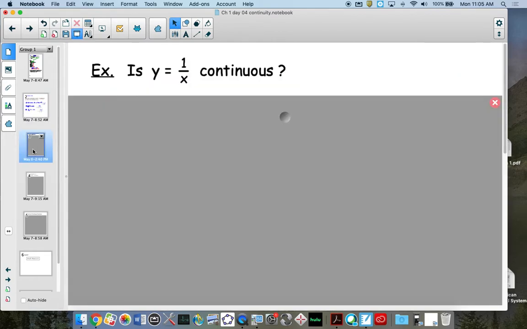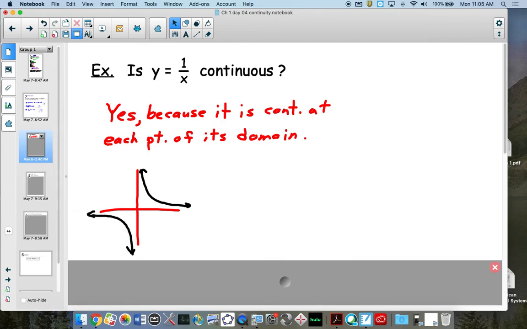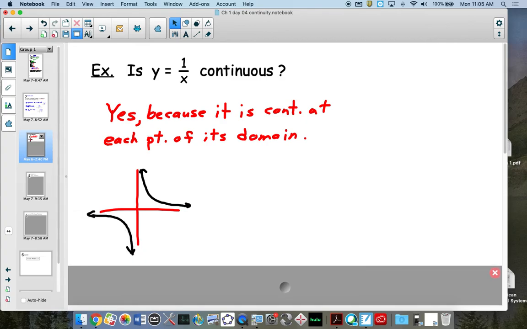All right, let's look at some examples. Is y equals 1 over x continuous? This is one that always throws students. Usually I get quite a few that say, no, it is not, because it's not continuous at 0. But if you go back to the first definition I gave you, if a function is continuous, it has to be continuous at every point in its domain. And x equals 0 is not in the domain of this function. So at every point in the domain, this function is continuous. It passes the continuity test. So we would say that y equals 1 over x is continuous.